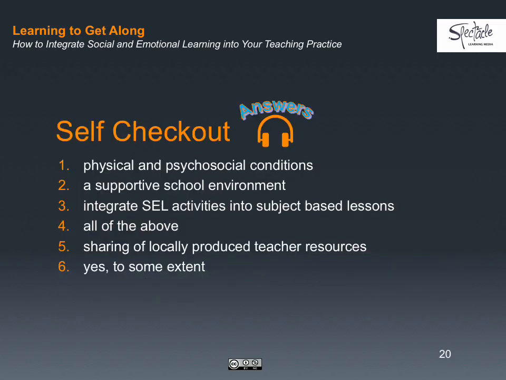Module 2, Self-Checkout Answers. 1. What are the two main groups of factors that make up a learning environment? Physical and psychosocial conditions. 2. Huda's story is an example of a supportive learning environment. 3. As students advance through the levels of a curriculum, it becomes even more important to integrate SEL activities into subject-based lessons.